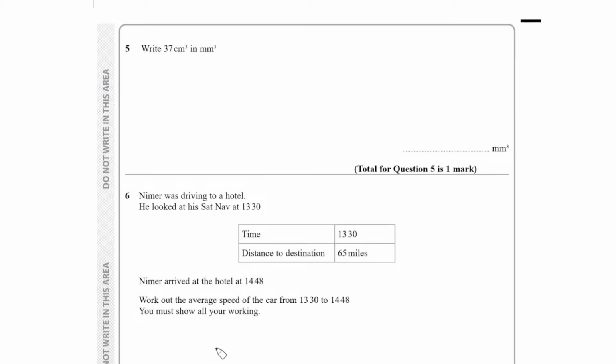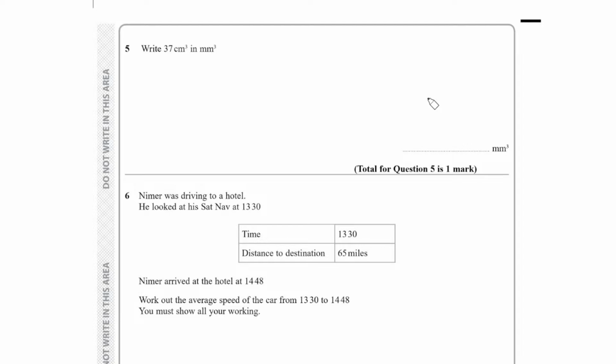Okay, question 5. We've got a conversion. So write 37 centimeters cubed into millimeters cubed. I can't even read the sentence for some reason. Yeah, there's a different way, I guess. You might have memorized it, but there's so many different conversions they could ask you that I feel like I wouldn't have memorized them all, because this is centimeters cubed, millimeters cubed.